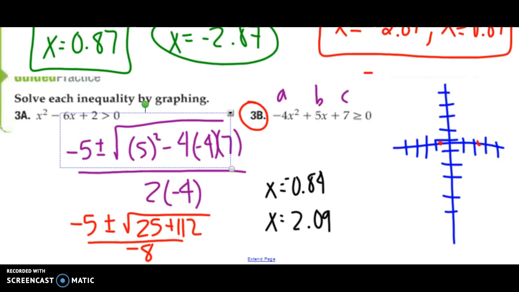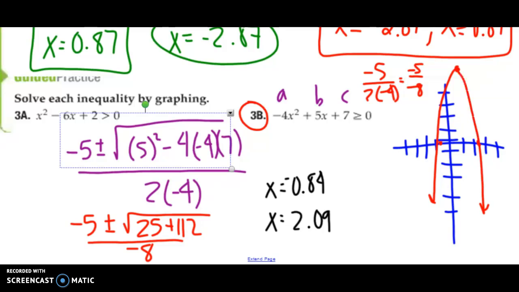Okay, so in this case, it's going to be negative 5 over 2 times negative 4. That's just going to be negative 5 over negative 8. So 5/8. Okay, so it's going to be right around there. And then I put that value into my quadratic. So negative 4 times 5/8 squared plus 5 times 5/8 plus 7. And so that's 8.5625. So that's going to be up here. And so then it's going down, okay, down here, right?